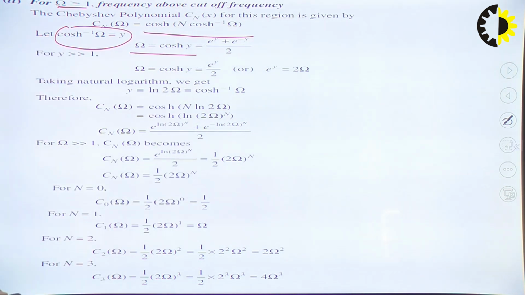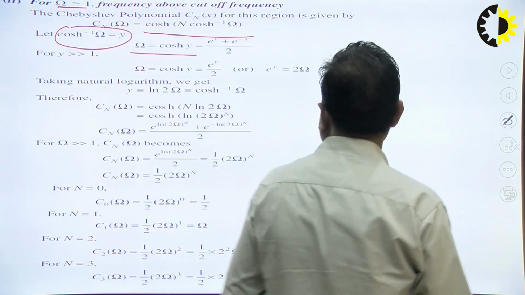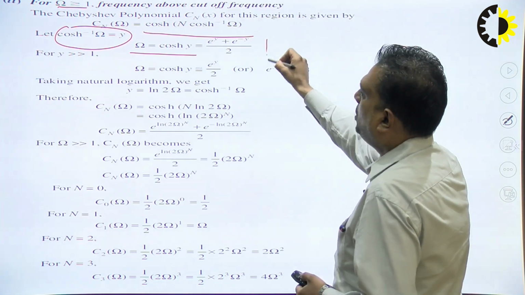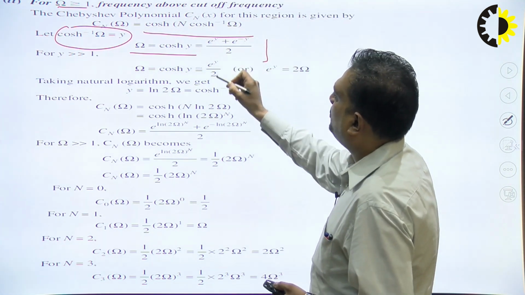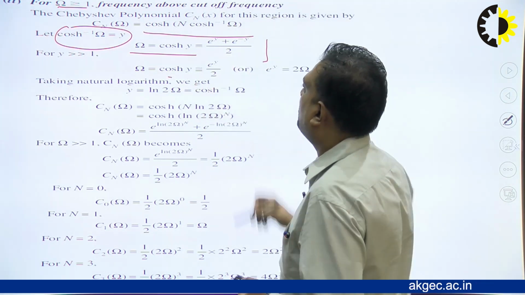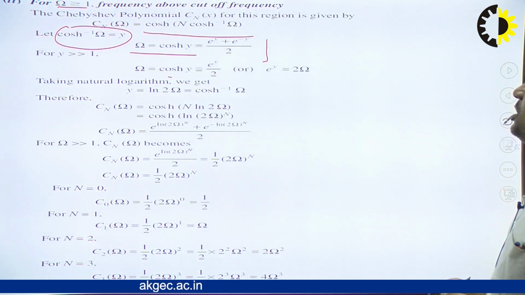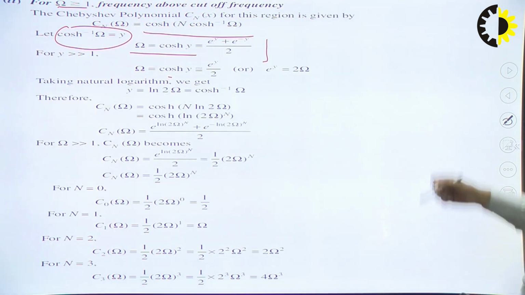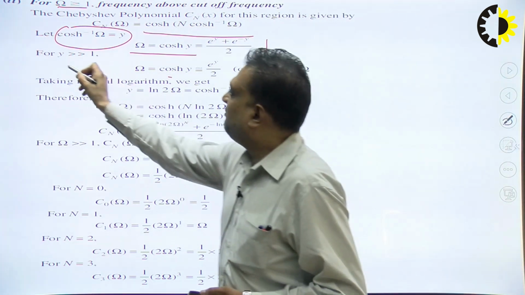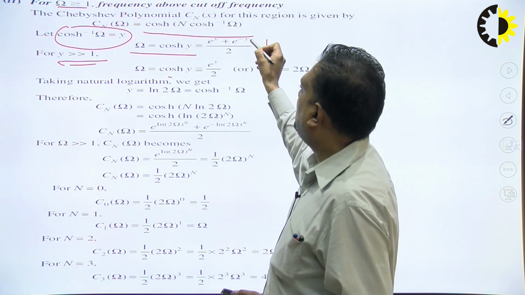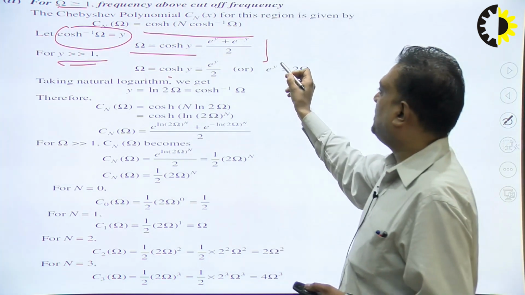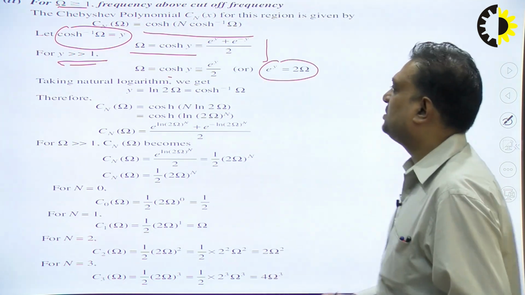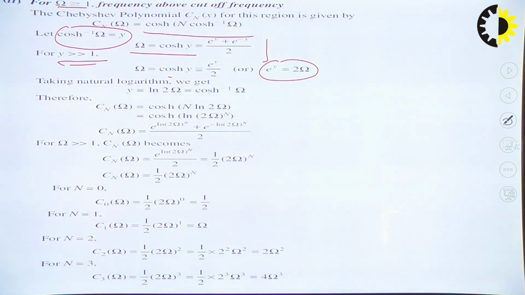Cosh y you can write as e to the power y plus e to the power minus y upon 2. Now we are assuming that cosh y equals e to the power y upon 2, neglecting e to the power minus y. Let us suppose the value of y is very high, y far greater than 1. It means e to the power minus y is very small, so we can neglect it. So we have assumed e to the power y equals 2 omega. This is just for the sake of simplicity.